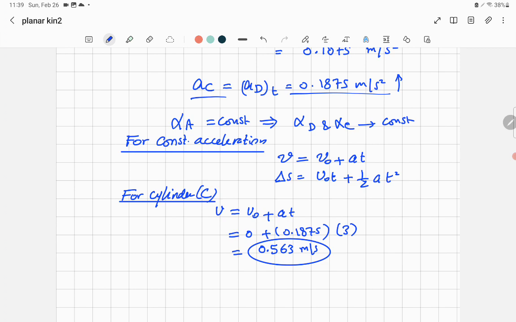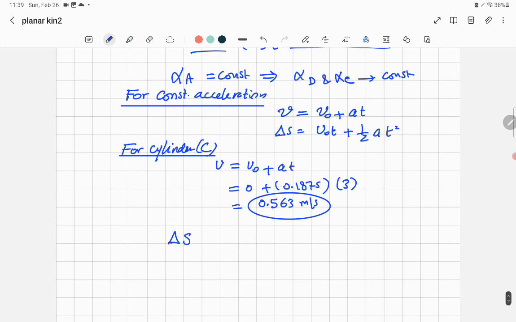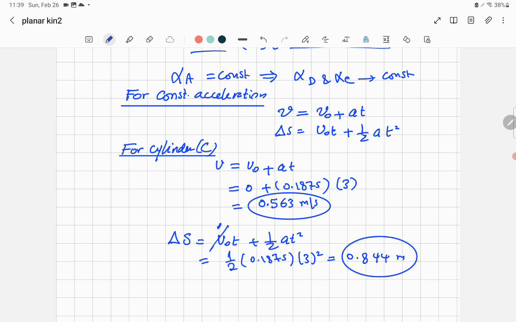What next? They need to find the displacement, how far it will go. So that's delta S, which is V naught t plus 1/2 a t squared. The initial velocity was 0, so you have 1/2, and the acceleration again 0.1875, and the time is equal to 3 seconds, to get the displacement 0.844 meter, and it's going up. So that's it.